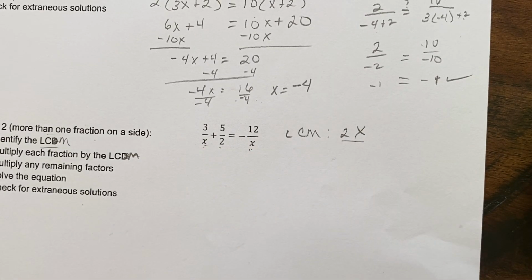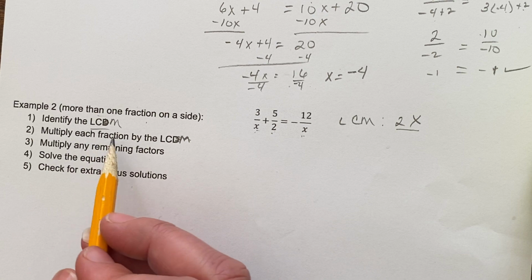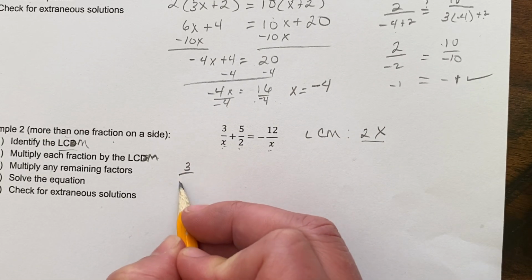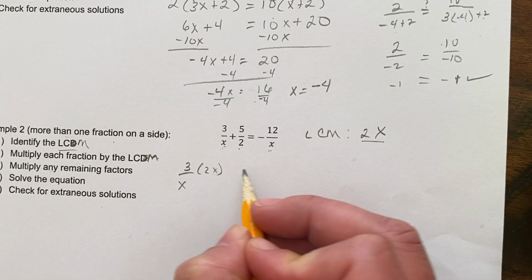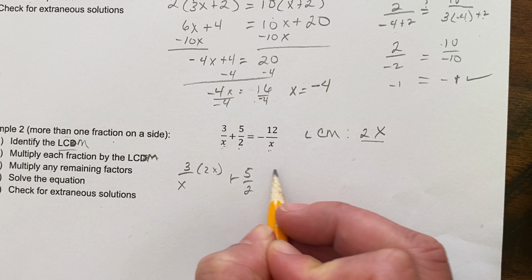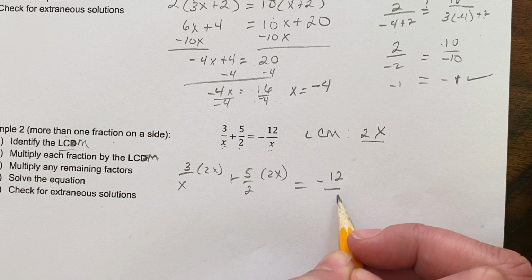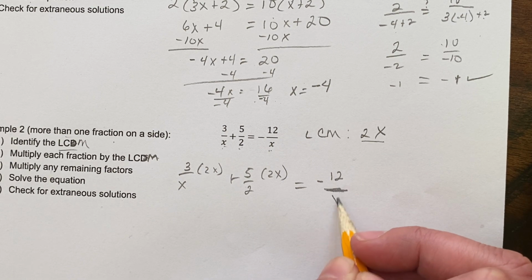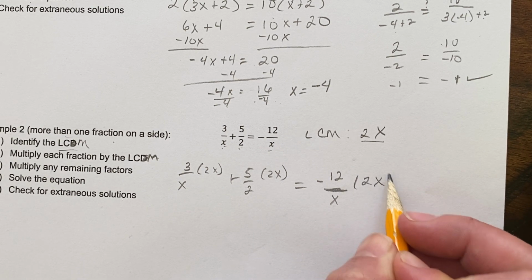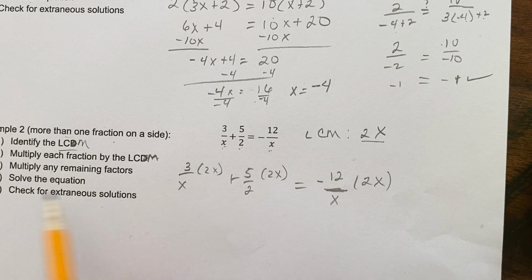So what you're going to do is take that least common multiple and multiply each fraction by it. So you're going to rewrite each one again. What this is going to do is allow us to not actually have fractions. It's going to clear out those denominators and make it easier for you to solve. So we're going to clear out the denominators here.